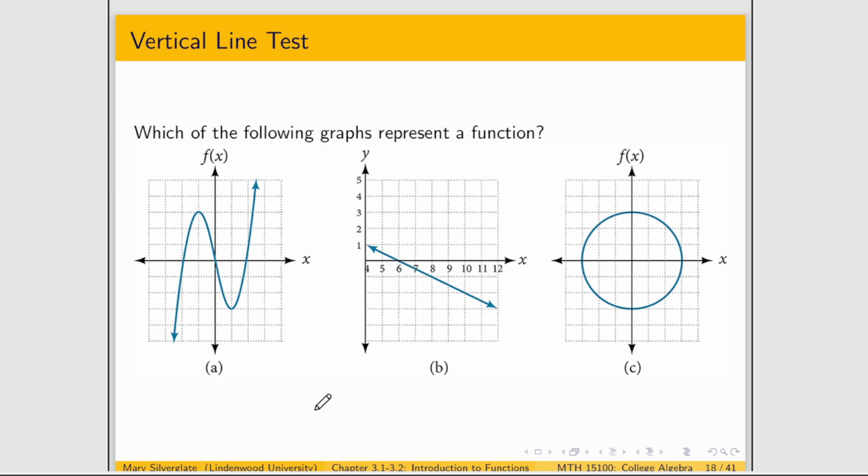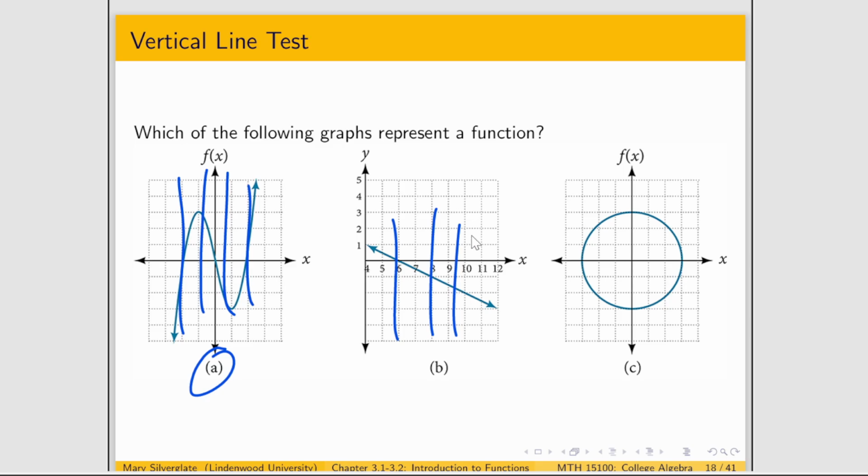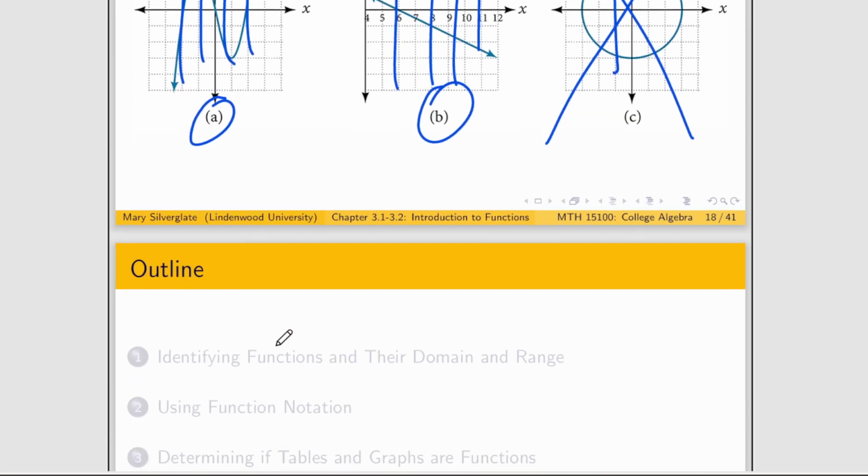So go ahead and pause your video and ask yourself which of these are considered functions. A would be a function. We're good. Everywhere if we draw a vertical line, we only pass once. B is also a function, classically linear. C is not a function because if I draw a vertical line, it's going to pass through more than once.